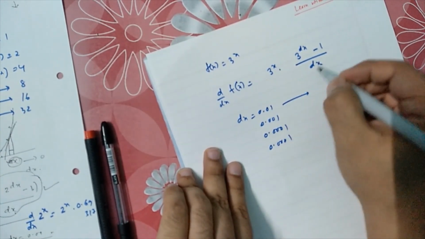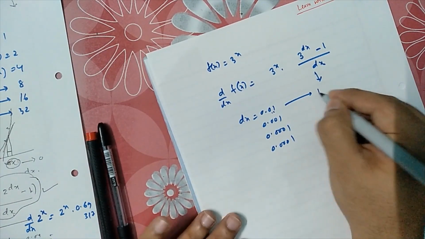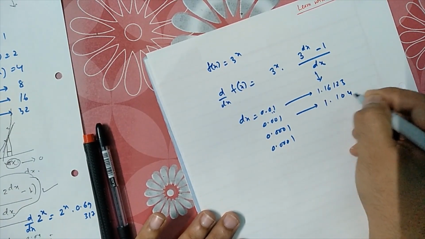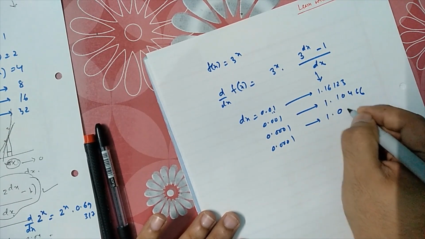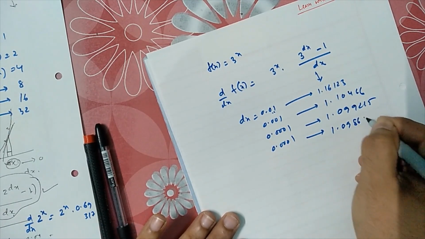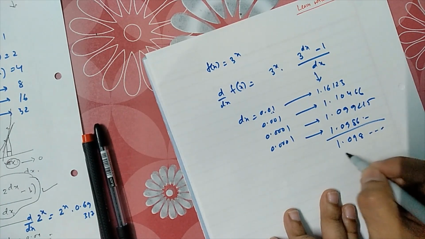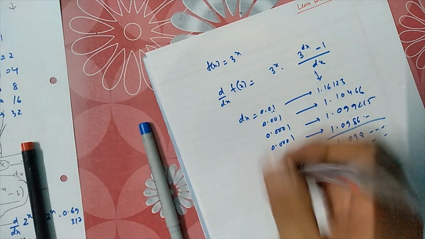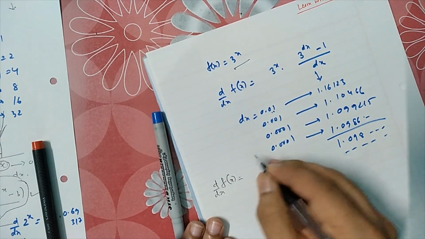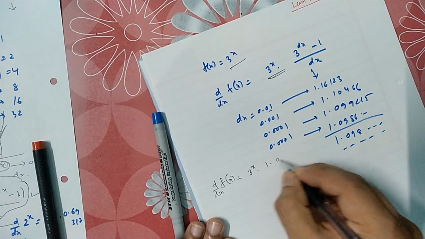So this value, for dx equal to these values, will be 1.16123, 1.10466, 1.099215, 1.0986. So somehow it tends to 1.098 or something, this type of value. Okay. So for 3 to the power x, d/dx of f(x) is equal to how much? 3 to the power x itself into 1.098.